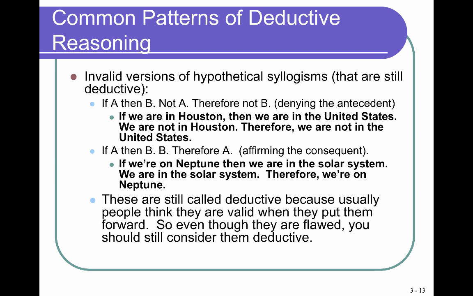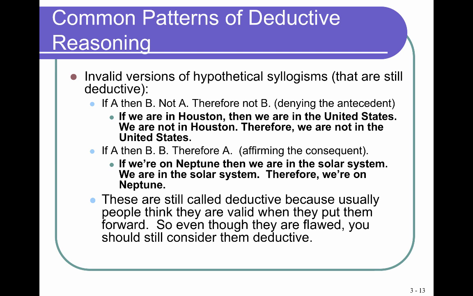The first one, denying the antecedent, is the backwards version of modus tollens. Modus tollens is if A then B, not B, therefore not A. It makes sense that way. But denying the antecedent says if A then B, not A, therefore not B. Here's the example. If we're in Houston, then we are in the United States. We are not in Houston, therefore we're not in the United States. You can see that even though it's possible that both the premises are correct, the conclusion is false. And that can't be if it's a valid hypothetical syllogism.